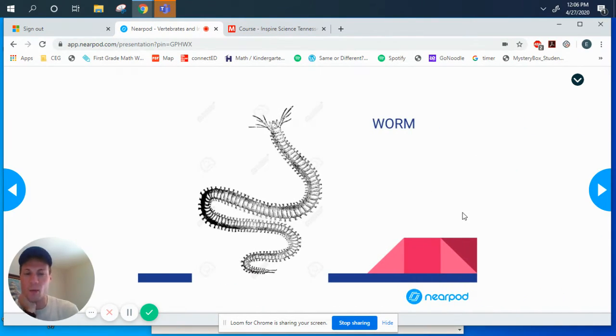Now this is interesting, a worm. A worm is a little bit harder to make out. I don't really see any bones. I do see these little sections, they're almost their own individual pod of some sort. But I don't see any arm bones. I don't see any spinal cord. I don't see any skeleton. I don't see any skull. Interesting.